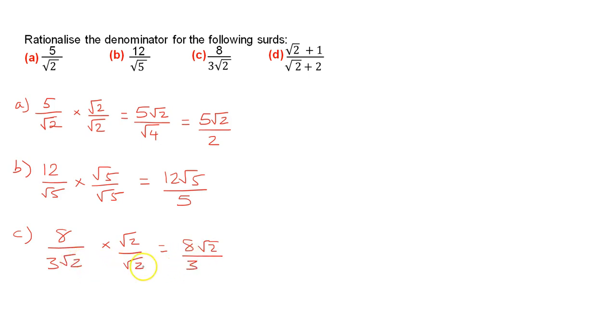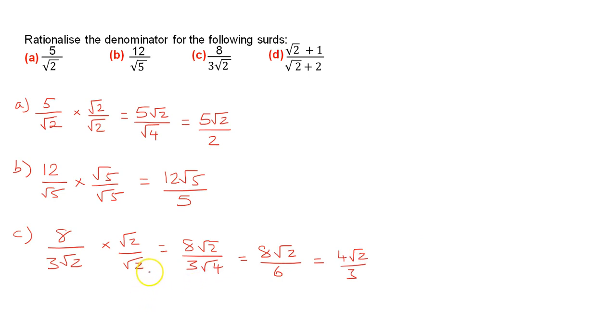and then the bottom would be 3, and then we've got root 2 times root 2, which would be root 4. So if we simplify that, that gives us 8 root 2 over, now the square root of 4 is 2, 3 times 2 is 6. We could simplify this further, so divide top and bottom by 2 to get 4 root 2 over 3, and that would be the fraction in its simplest form.